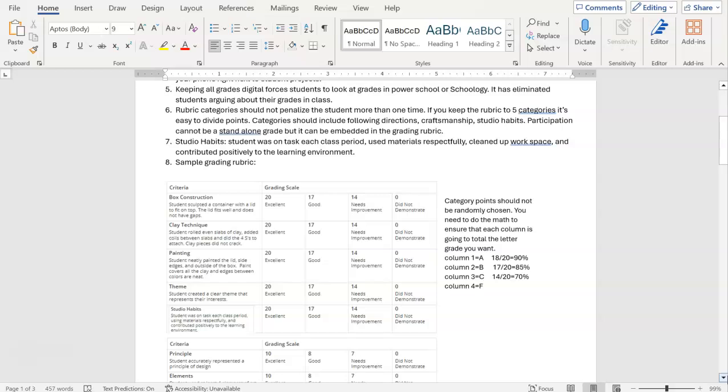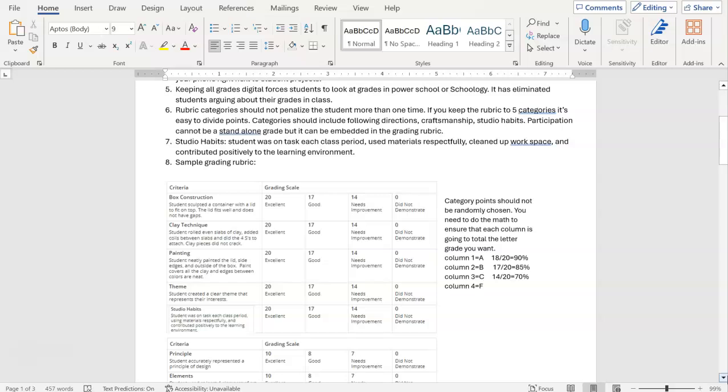They used materials respectfully. They cleaned up their workspace each day, and they contributed positively to the learning environment. So studio habits is where I can take points away from students who are disruptive, students who are distracting themselves or others, instead of me saying, you were off task or annoying or disrespectful. I just say you weren't contributing positively to the learning environment.